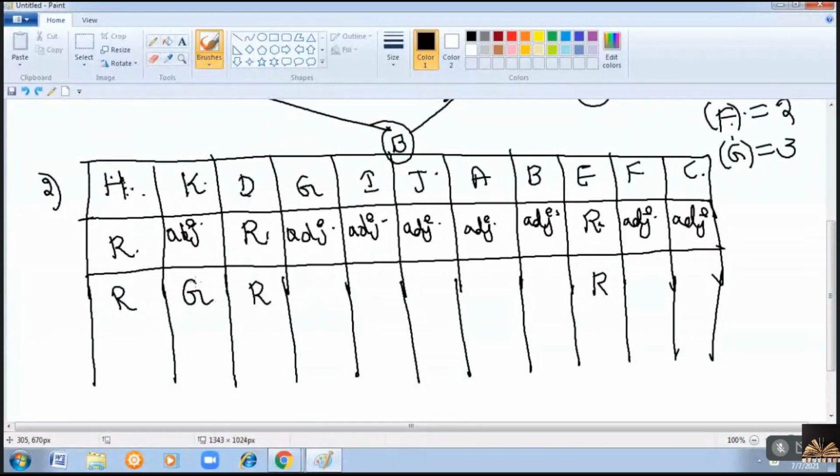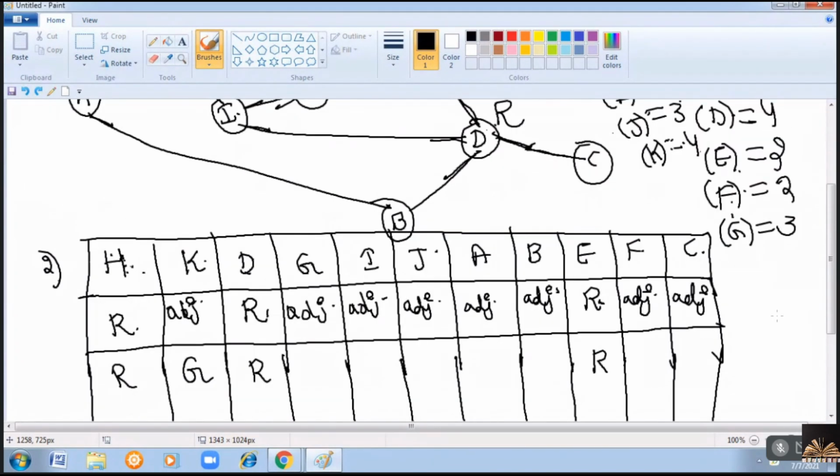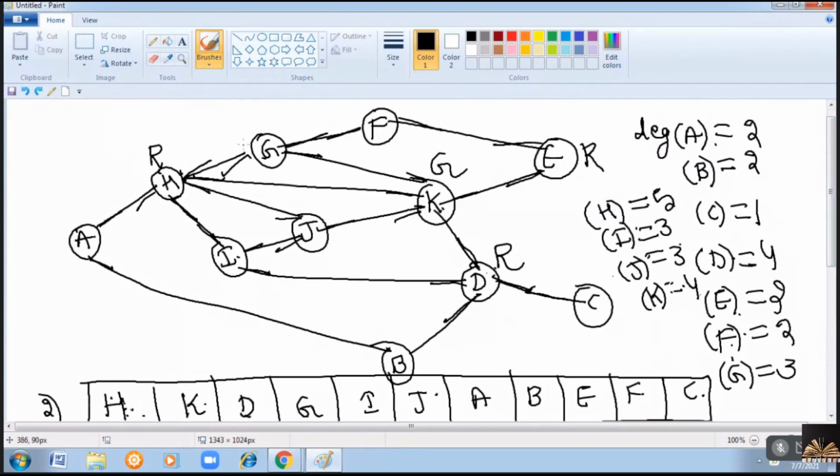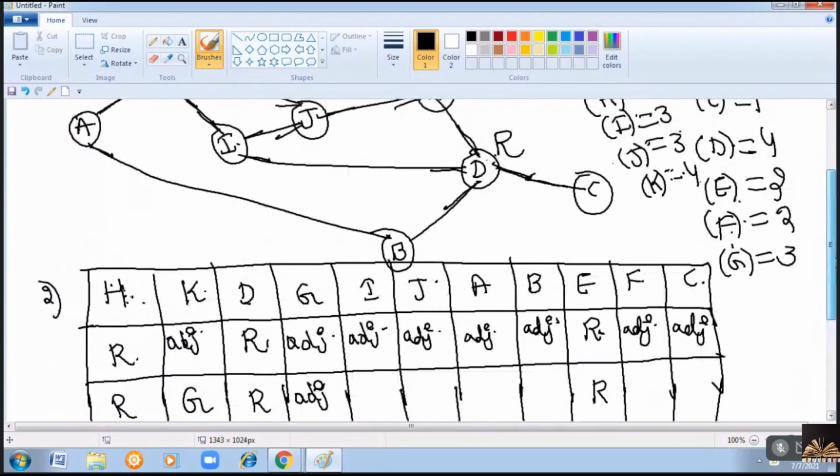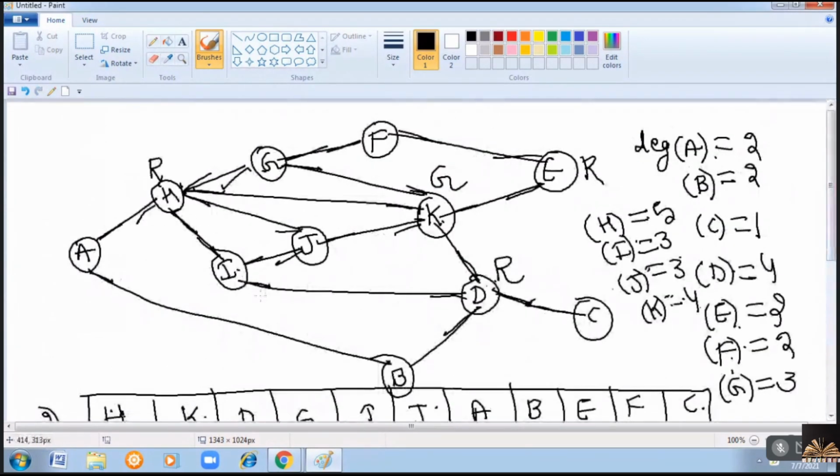Now which is your colored vertex? K. K can be colored with green. Now you have to compare with K, right? When you move down the list, the next uncolored vertex is G. Is G adjacent to K? Yes, it is adjacent. So you cannot color it with the same color. Is I adjacent to K? No, it is not adjacent to K. So it can be colored.